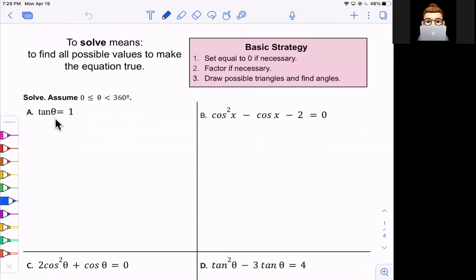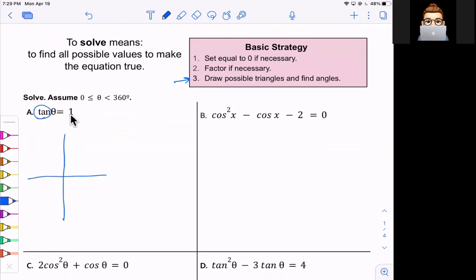since it already just says tangent theta equals 1, we can go straight to our triangle. So in this situation, we don't need to set it equal to 0. We don't need to factor it because it already just has a trig function equals a number. So I'm going to go ahead and draw possible triangles.